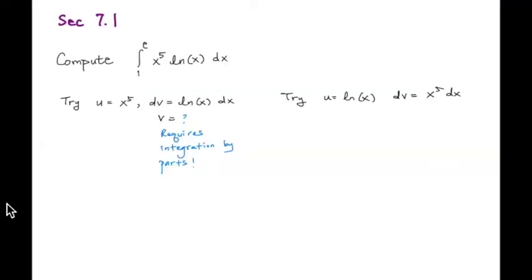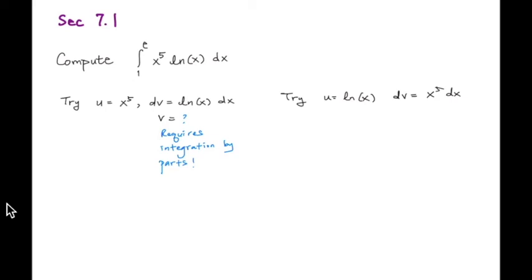The last problem is to evaluate this definite integral. And you were told that you should do integration by parts. I could try having u be x to the 5 and dv be the natural log dx. But then to compute v, I would have to compute the antiderivative of the natural log, and that requires integration by parts. So let's try swapping the u and the dv.